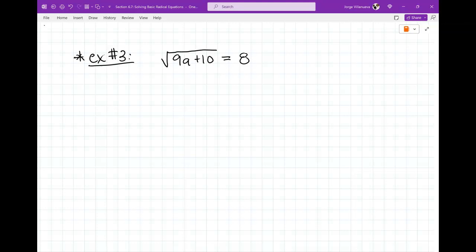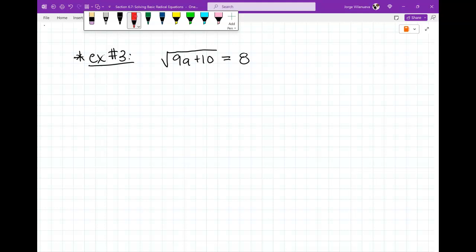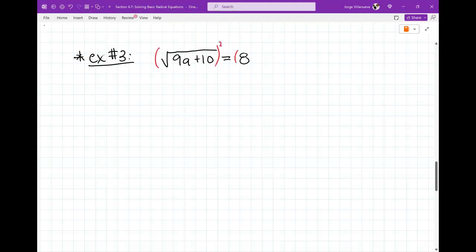So example number 3 says the square root of 9a plus 10 is equal to 8. So if I square both sides, so I can get a by itself, I need to get it out of that square root. So I'm going to square it so that we can move it out. Okay? So the square root of 9a plus 10 squared is just 9a plus 10. And 8 squared is 64.